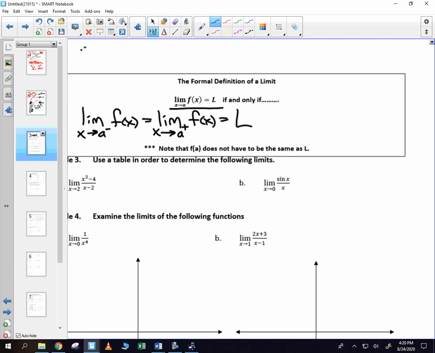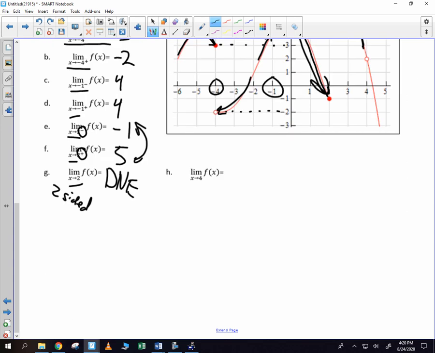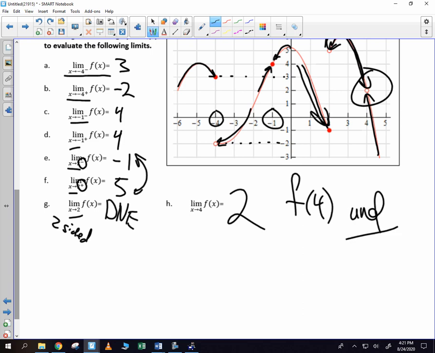So, if we check back to letter H, the limit as x goes to 4. That doesn't have a plus or minus on the top, so that means a two-sided limit. So we check it from the left, and we get 2. We check it from the right, and we get 2. Those are the same, so the limit is definitively 2. Notice it's undefined. There is no f of 4.